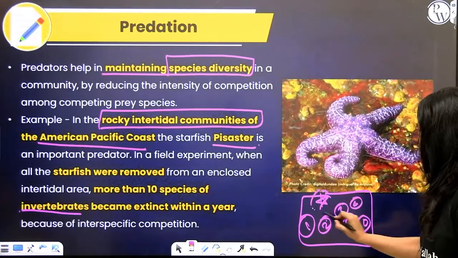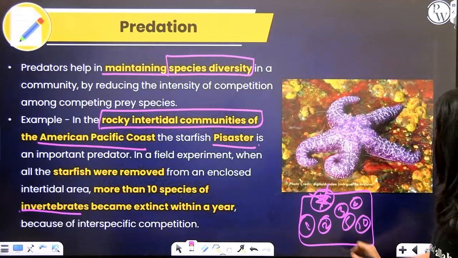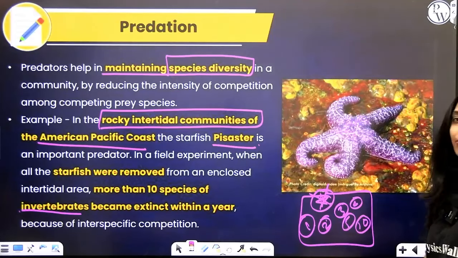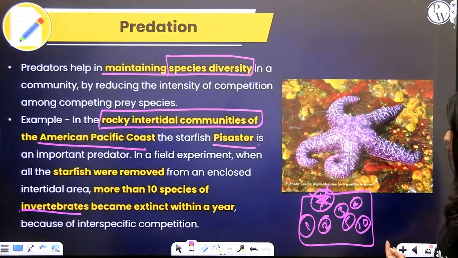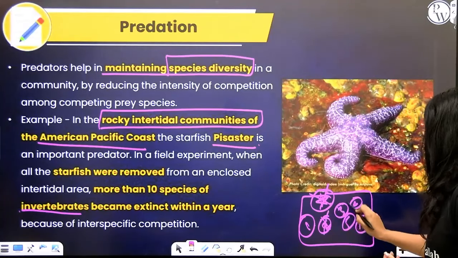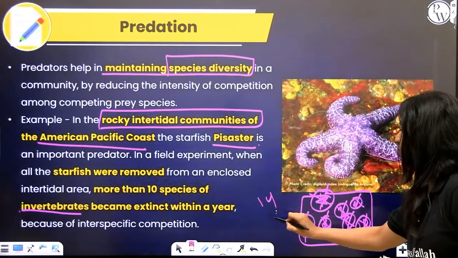Experimentally, what they did was they removed this out of this intertidal zone. What happened as a result was the competition between these invertebrates increased. As a result of increase in competition, many of them became extinct within just 1 year.